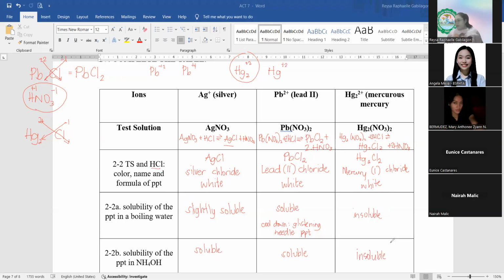Please copy first kasi mag-move ako pababa. And then let me know if it's okay not to move.